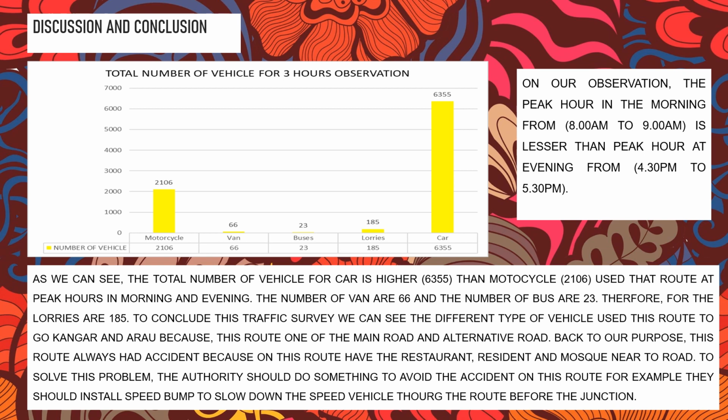To conclude this survey, we can see different types of vehicles use this road to go to Kangar and Arau, because this road is one of the main roads and an alternative road. Back to our purpose, this road always has accidents because on the road there are a restaurant, a residential area and a mosque near the road. To solve the problem, the authorities should do something to avoid accidents on this road. For example, they should install speed bumps to slow down the speed of vehicles through the road before the junction.